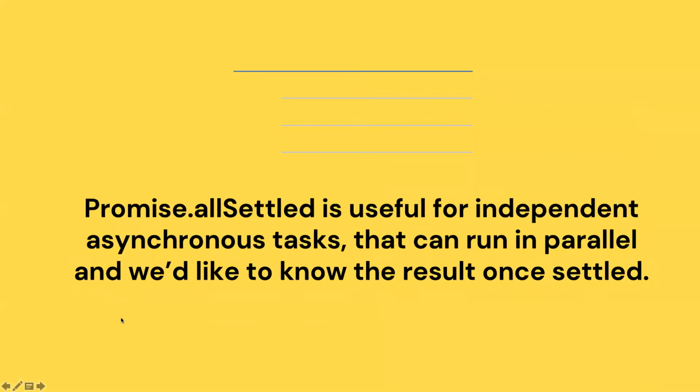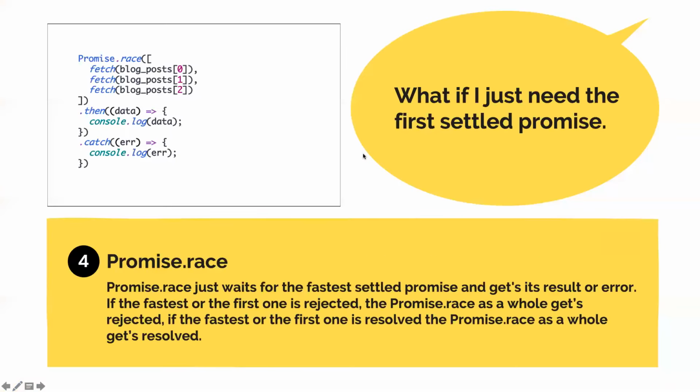Now, this is also a very common use case. In fact, I found myself using this the most, where there are multiple asynchronous tasks. They can run in parallel, and we want to know the result, what happened to all of them, right? So for them, Promise.allSettled is useful.